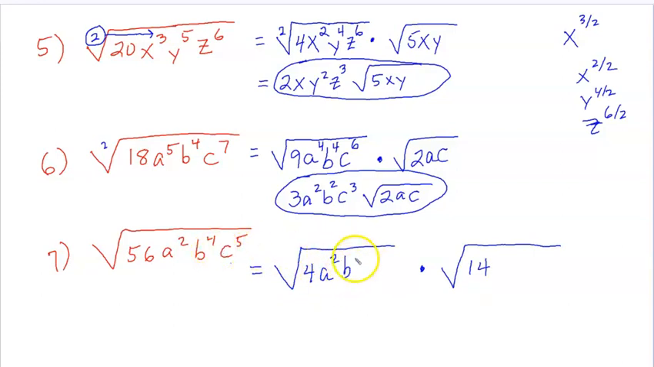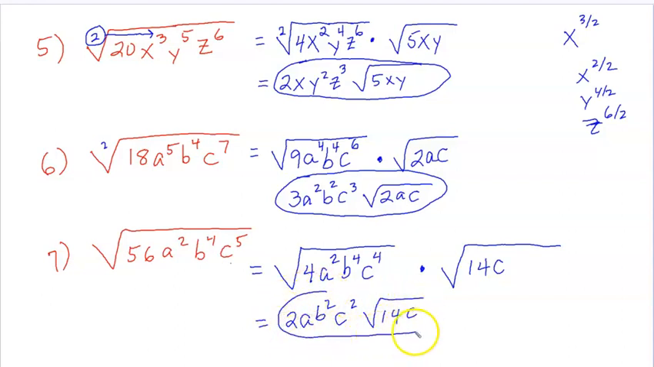B to the fourth is good because its exponent, 4, is divisible by 2 evenly. However, c to the fifth is not perfect. So we're going to break it up into c to the fourth, which is, and then the leftover c is going to go over here in the leftover group. Now simplify the left radical. The square root of 4 is 2. The square root of a to the second, that's another way of saying a to the 2 divided by 2 power. That's a to the first. B to the 4 divided by 2 power, b to the second. C to the 4 divided by 2 power, c to the second. And then square root of 14c, which cannot be simplified.